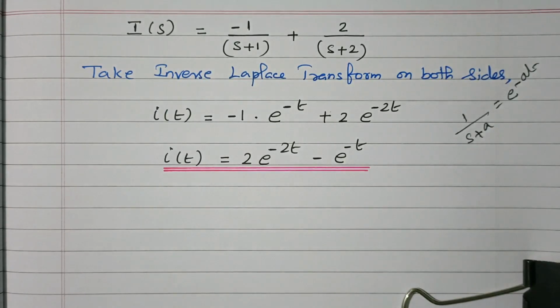So in this video we discussed the solved problem based on the RC circuit, resistor and capacitor. We obtained the expression for the transient current.